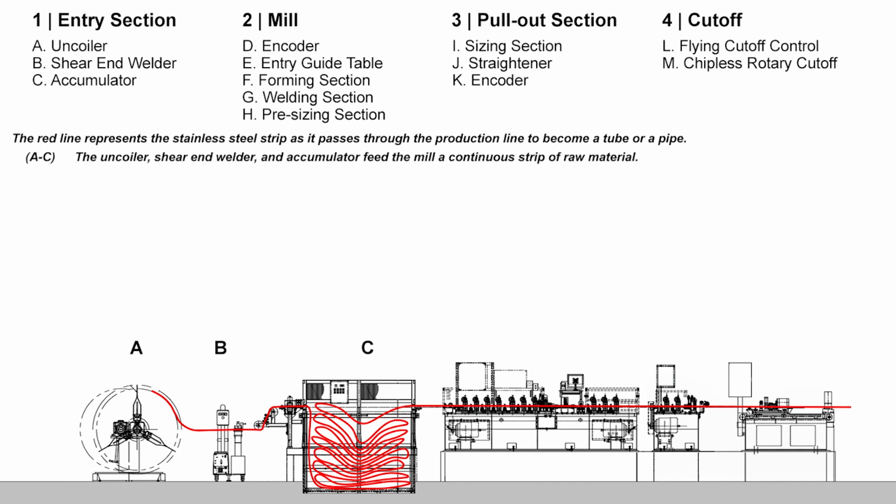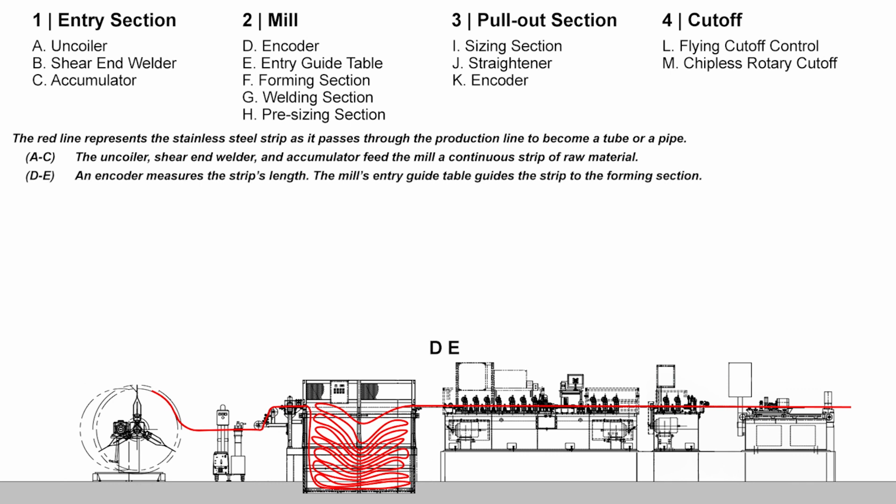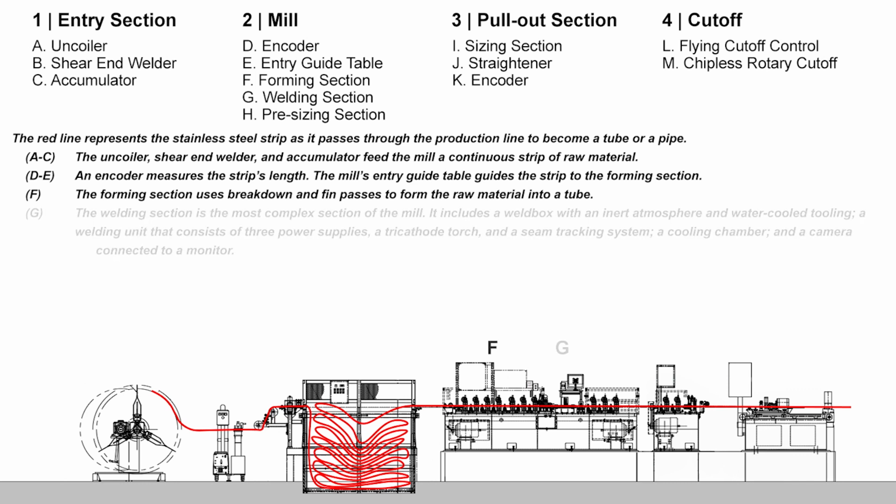The entry section consists of 3 components: an uncoiler, a shear end welder, and an accumulator. These work together to feed the mill a continuous strip of raw material. The first piece of equipment on the mill is the encoder, which measures the raw material. From there, the strip moves to the entry guide table, which guides it to the forming stands. The forming stands use matched pairs of rolls that form the raw material into a tube.